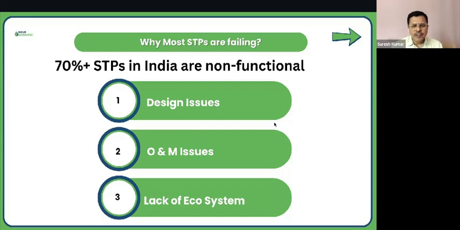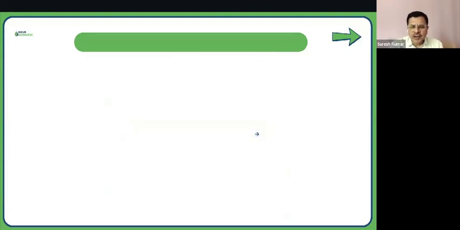As a result, what happens? Users tend to switch it off. There is no pressure on them, or there is no incentive for them to keep it running.